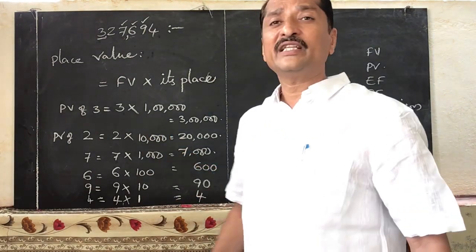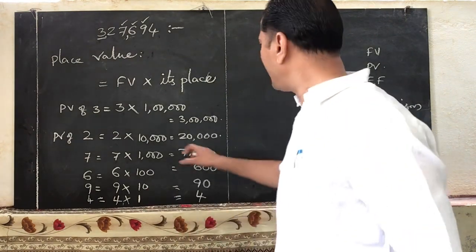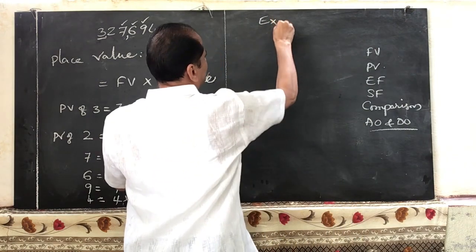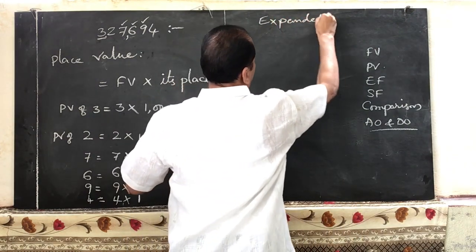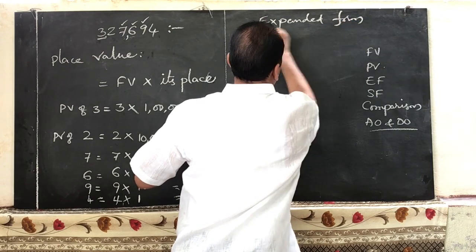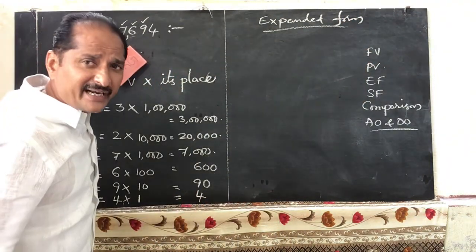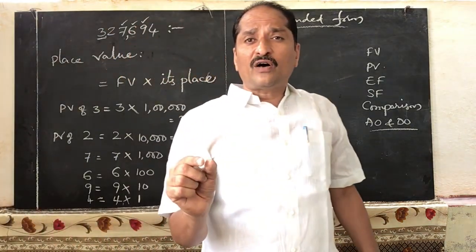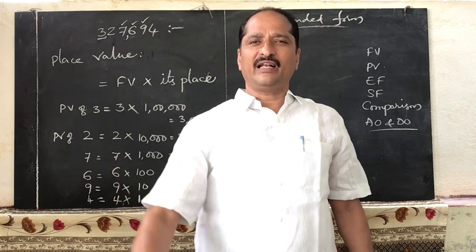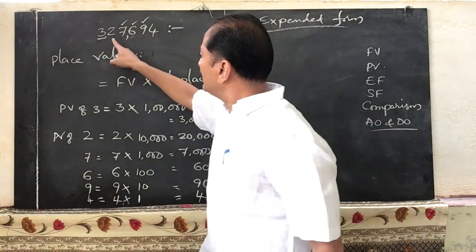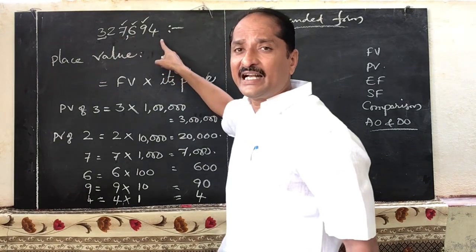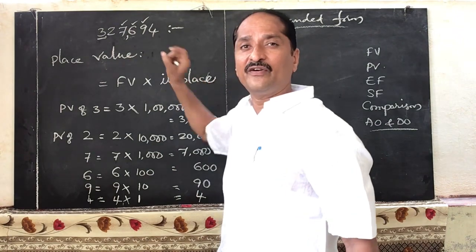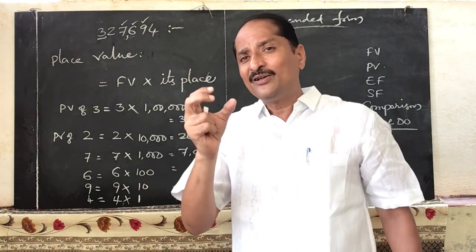Now how can you find out the expanded form of any number? The expanded form, for the same number, is nothing but the sum of the place values of each digit of a given number. What is the given number? 3,27,694 is the given number. Now, how can you write down the expanded form?